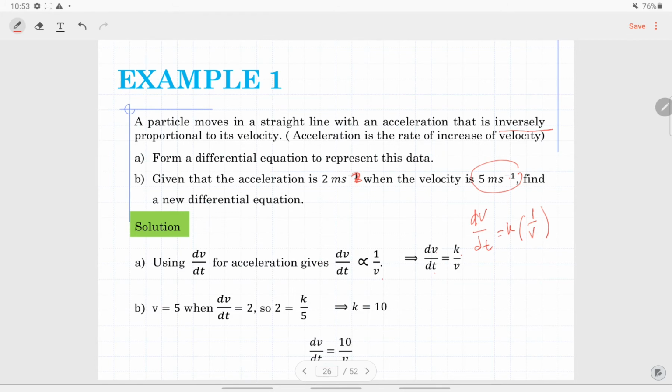Okay, we know that acceleration is the rate of change of the velocity. So when the velocity is 5, here dv over dt equals 2. Substitute into this equation, we get k over 5. So the constant k is k equal to 10. This means that dv over dt equals 10 over v. Okay, substitute into this equation.